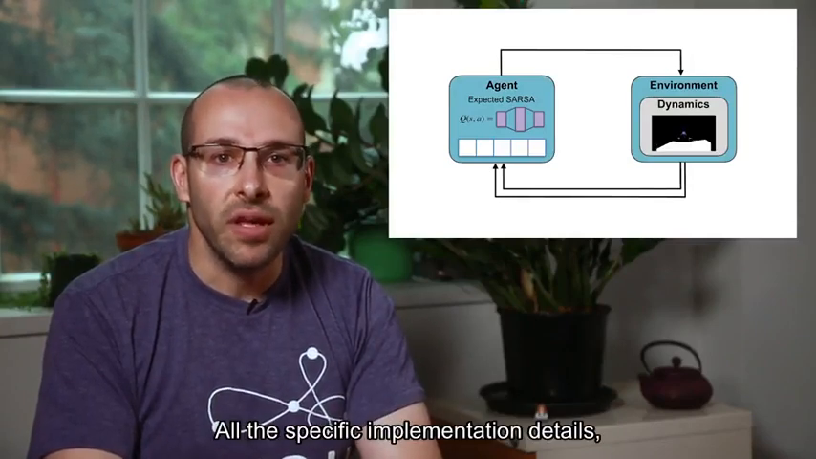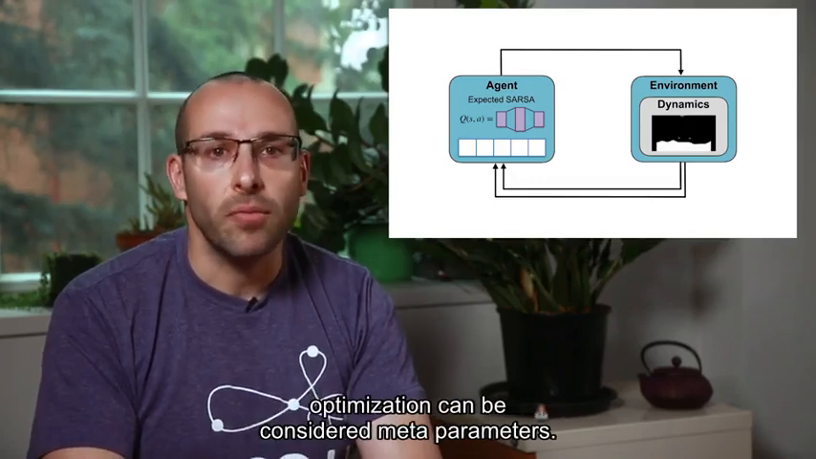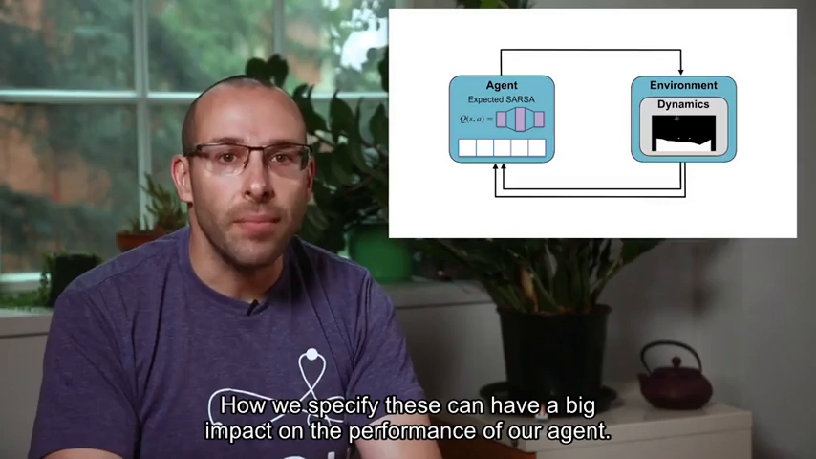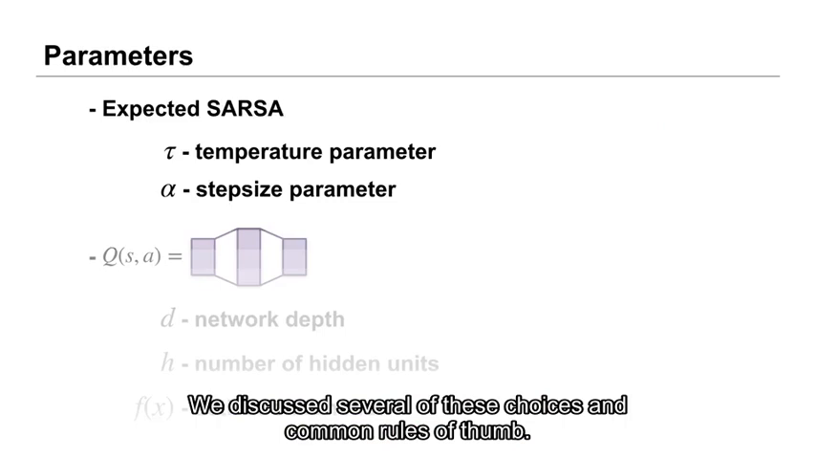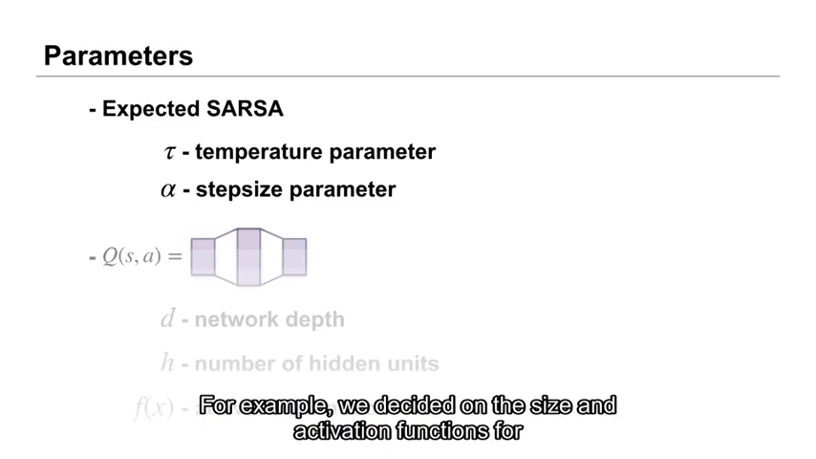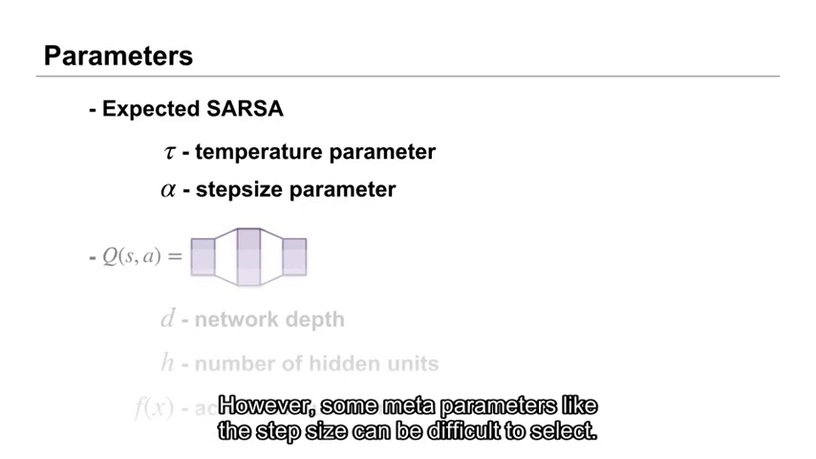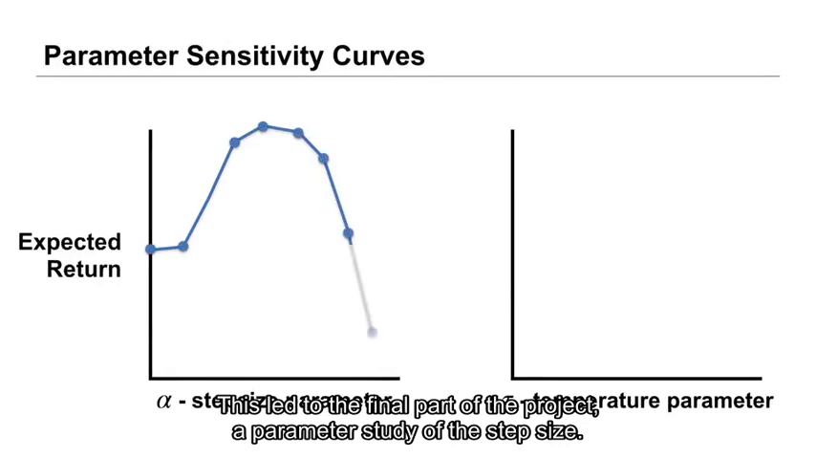All the specific implementation details, including those about function approximation, exploration, and optimization, can be considered metaparameters. How we specify these can have a big impact on the performance of our agent. We discussed several of these choices and common rules of thumb. For example, we decided on the size and activation functions for the neural network based on conventional wisdom. However, some metaparameters, like the step size, can be difficult to select. This led to the final part of the project, a parameter study of the step size.